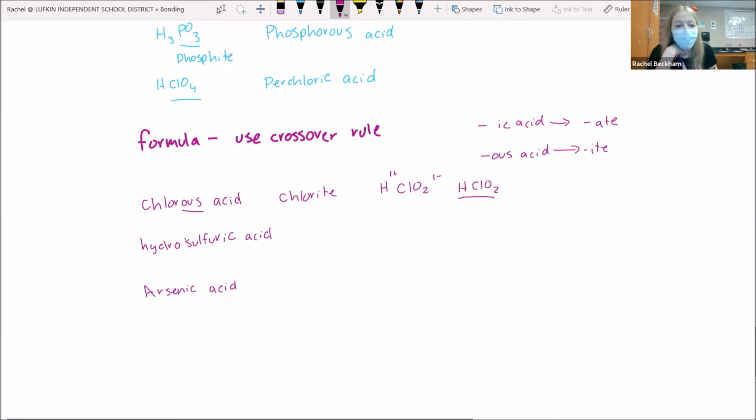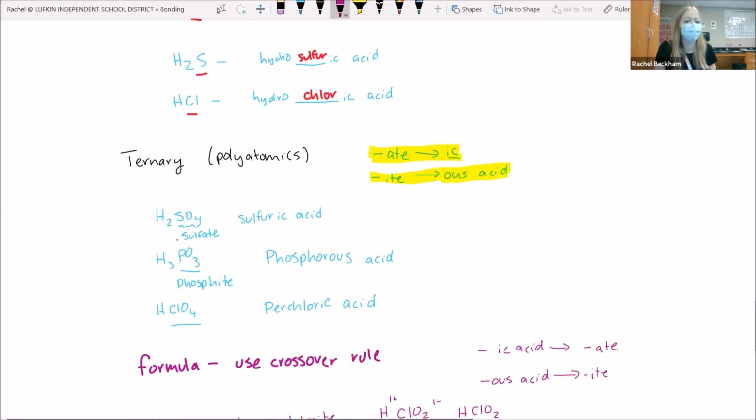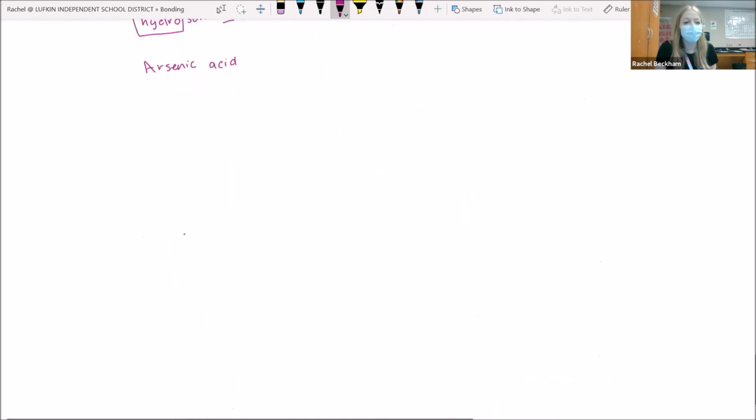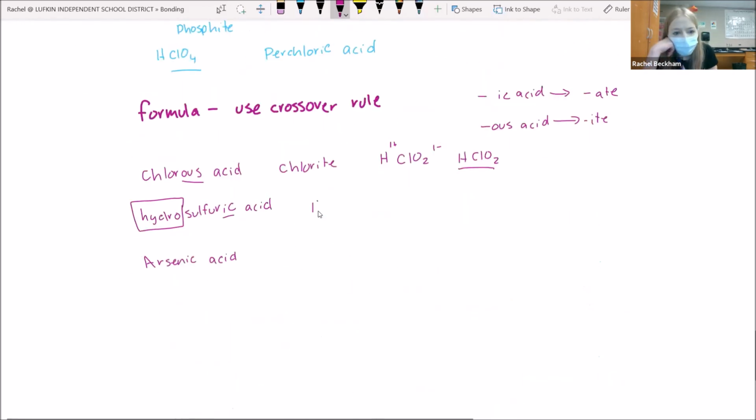Okay. Hydrosulfuric acid. And so you might see the -ic and think, okay, this is sulfate. But the hydro in front tells you that it's binary, right? Because hydro is only used for just 2 elements at a time. So we're dealing with H and then S for sulfur. But because S has a -2 charge, we're going to make it H2S, right?